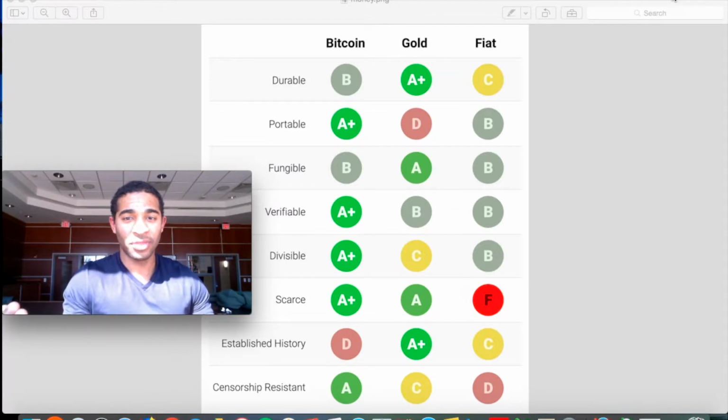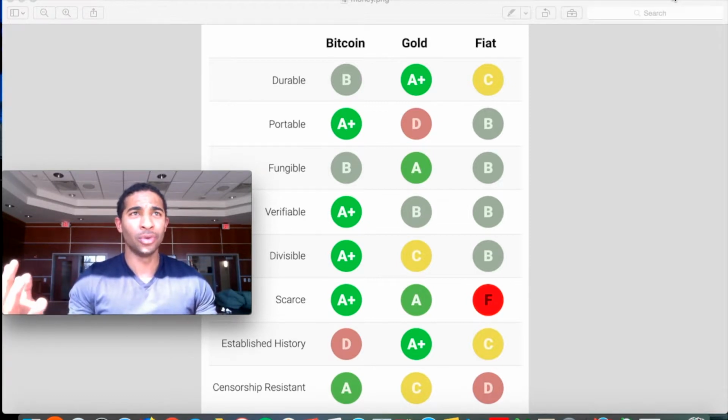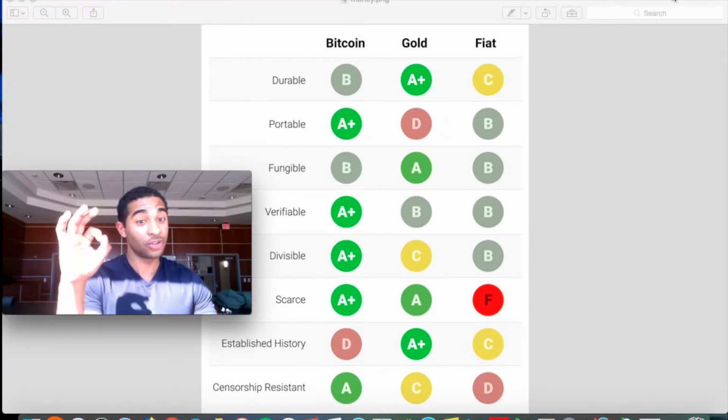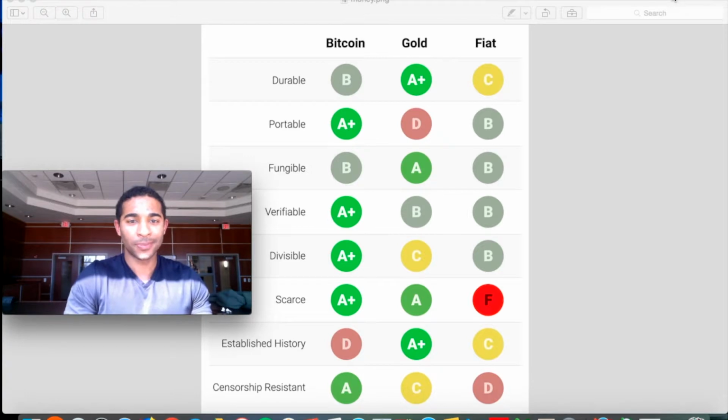Gold gets the worst grade in this category. It's very hard to divide gold up. You either have to have it in coins or, oftentimes just because of the chemical properties of gold, you really have to have it in a little bit larger form. Even gold coins are usually pretty big, right? So it's not that divisible. Fiat money is a little bit more divisible.